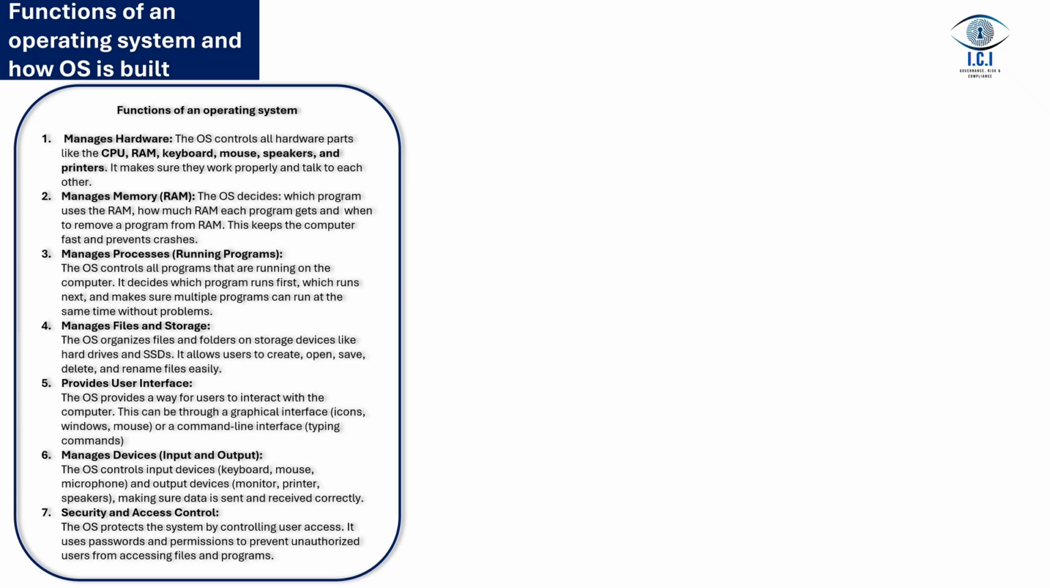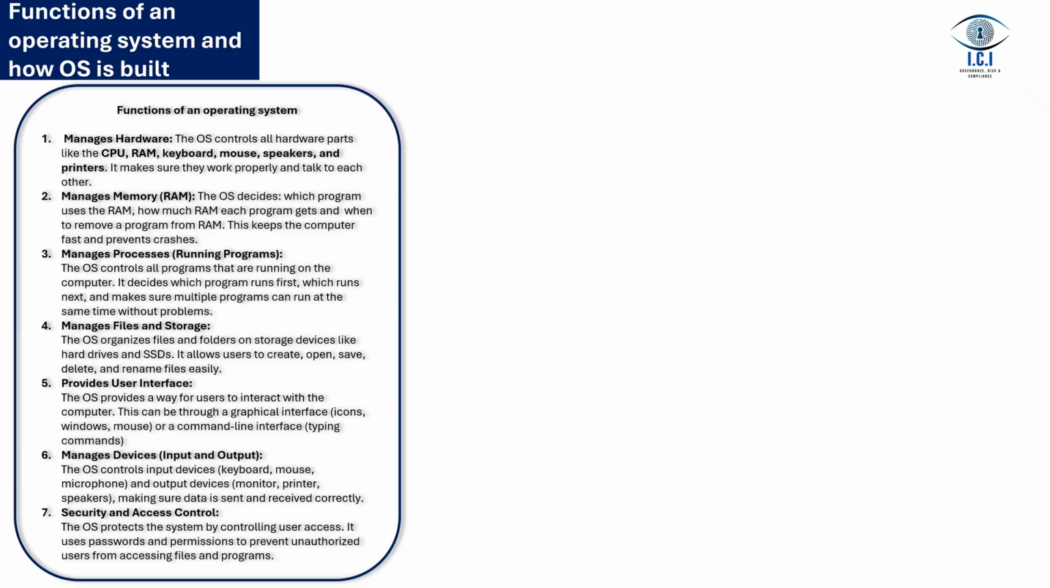So we have the functions of an operating system and how an operating system is built. We're going to look at the functions one after the other. The first function of an operating system is that it manages hardware. We've said this several times. Your OS is the one that controls all hardware parts of your computer. We're talking about the CPU, your RAM, your keyboard, mouse, speaker, printer, and so on. Your OS makes sure that they work properly and they talk to each other.